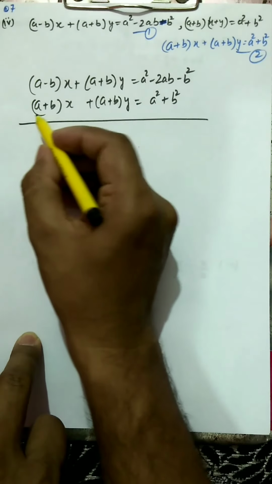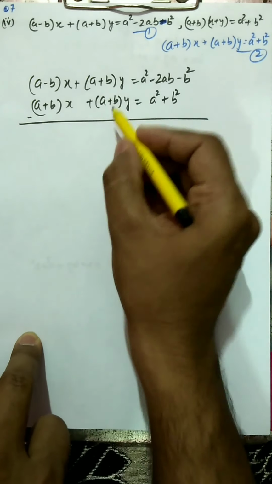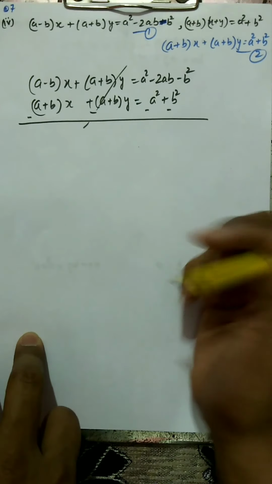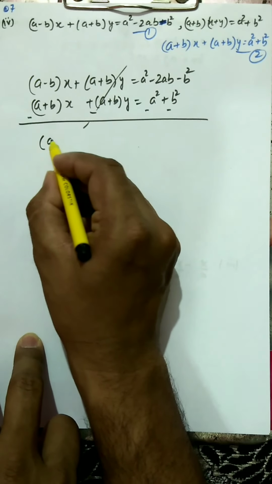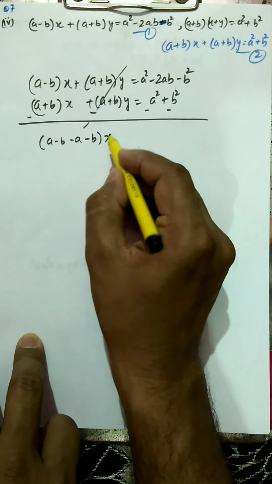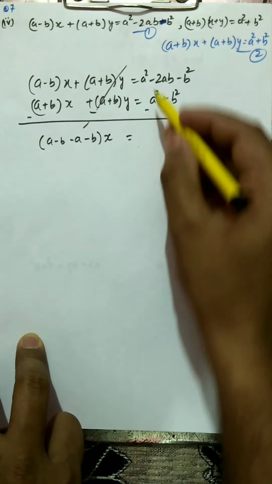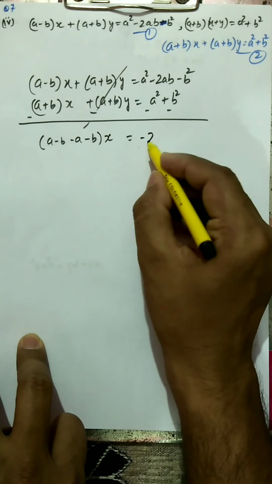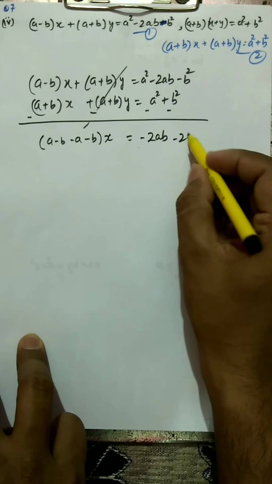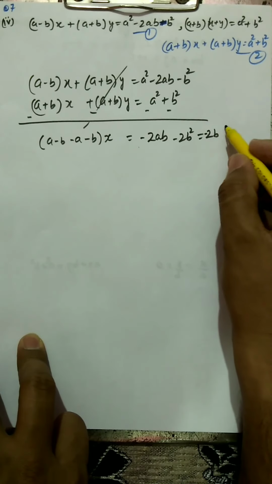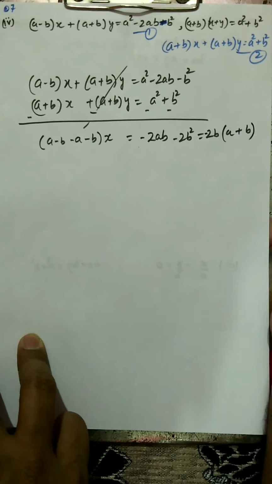By elimination you can solve it. Subtract the equations: this minus this, and this minus this. So we can see the y terms got cancelled, and you can take (a − b) minus (a + b) and take x common. The a² will get cancelled, and this will become −2ab − 2b², which can also be written by taking −2b common, so it will be −2b(a + b).